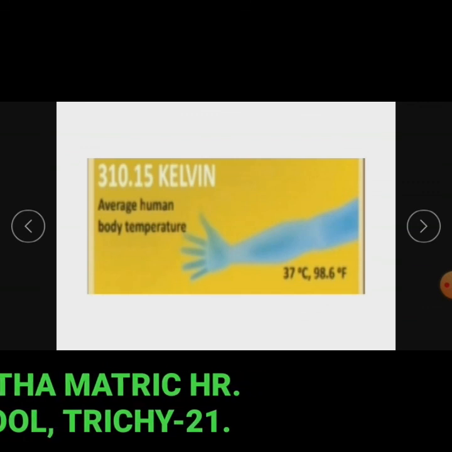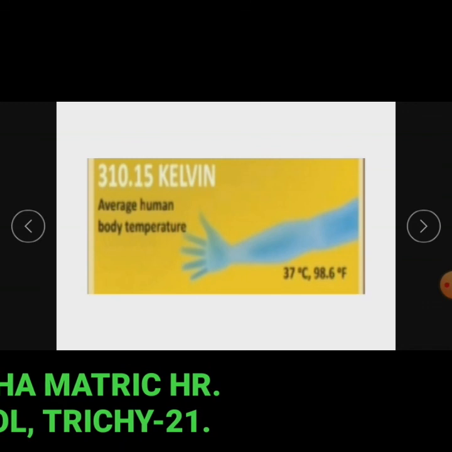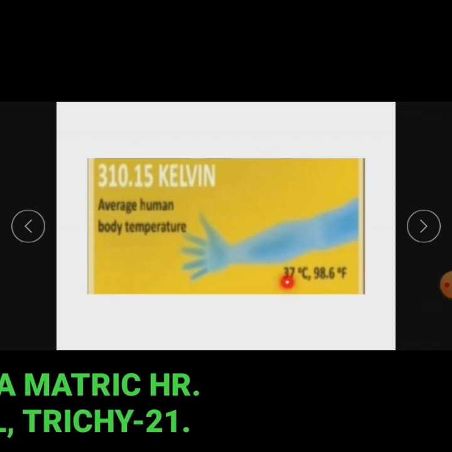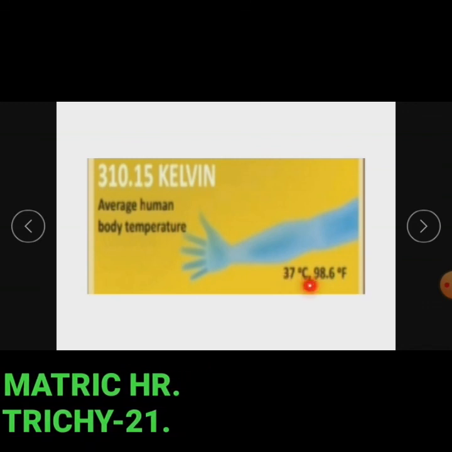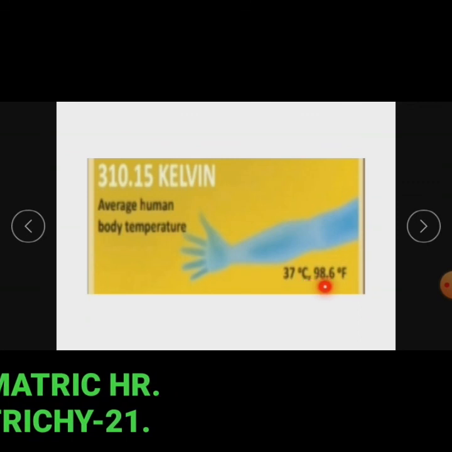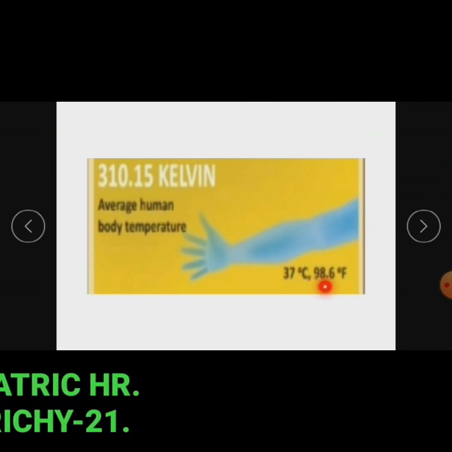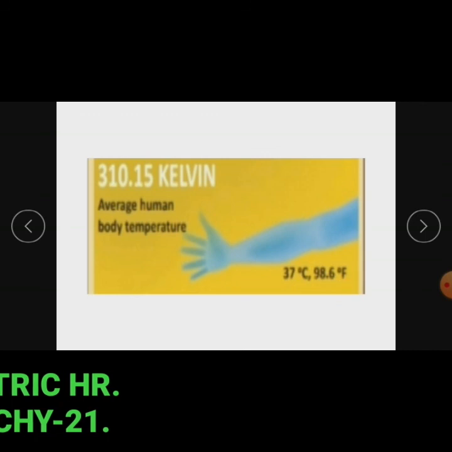Average human body temperature is 37 degrees Celsius in Celsius scale, 98.5 degrees Fahrenheit in Fahrenheit scale and 310.15 Kelvin in Kelvin scale.